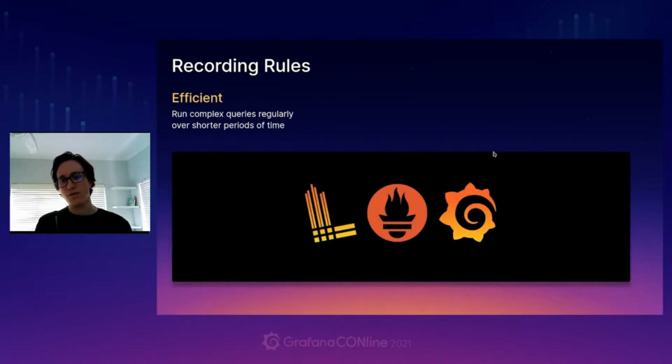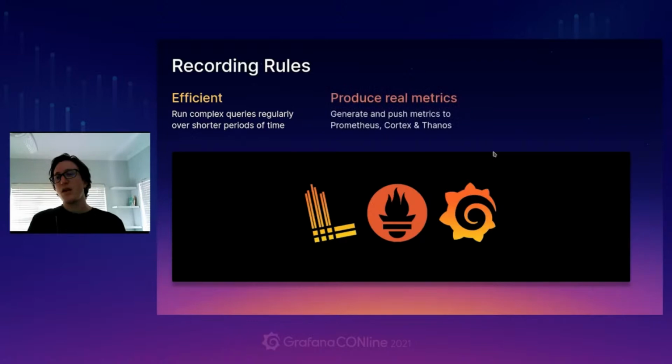So if you're querying a period of a week's worth of logs, and you run this recording rule every minute, you'll have a sample for every minute of that week. The really exciting thing about this in Loki is that now you can take logs, run metric queries on those logs, and produce real Prometheus metrics.